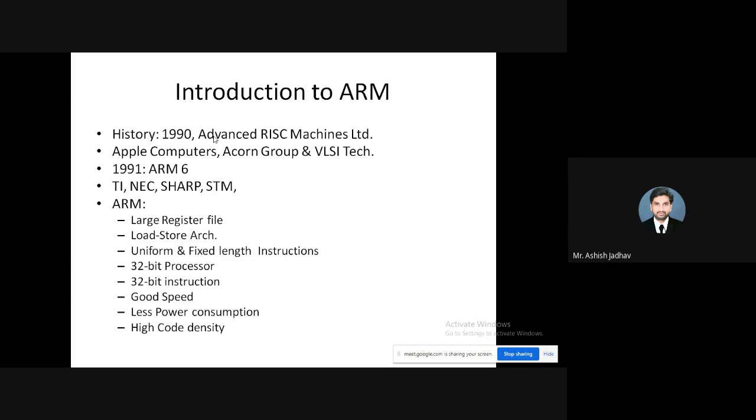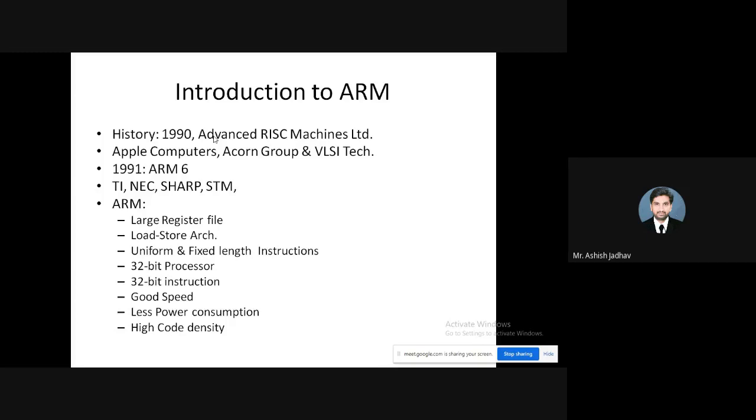Then we have just seen the historical background of ARM. It was first devised in 1990 by Advanced RISC Machines Limited, then Apple Computers, Acorn Group, and VLSI Technology joined this venture. And in 1991, the first ARM version, ARM 6, was evolved, and it was then taken ahead by Texas Instruments, NEC, Sharp, STM, right? So those are the companies who developed ARM processors.